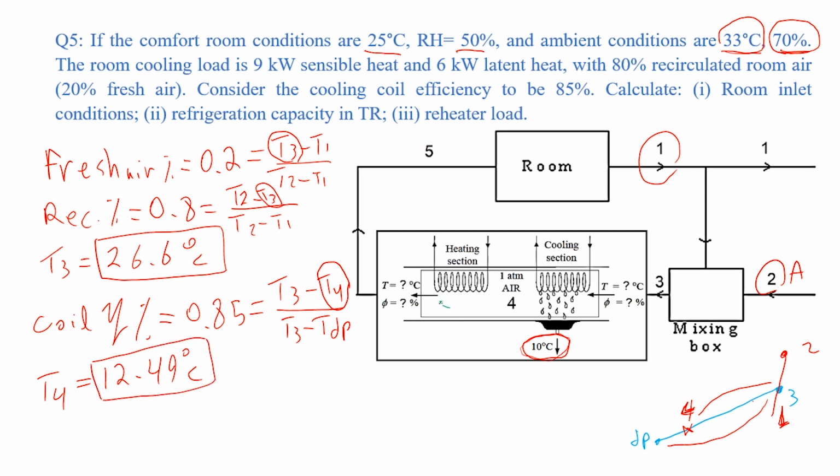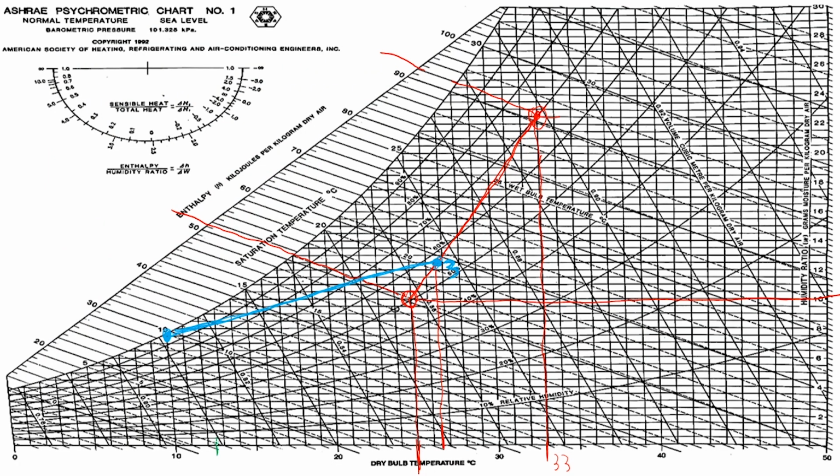After that, the heater can be drawn as a horizontal line since it is sensible heating. So from 0.4 to 0.5, it will be a horizontal line. But we still don't know what is the room inlet temperature, which is 0.5. So let's draw 0.4 on the psychrometric chart. This is 12.5 dry bulb. So this is 0.4. Then we can draw a straight horizontal line. So the room inlet should be somewhere on this line.